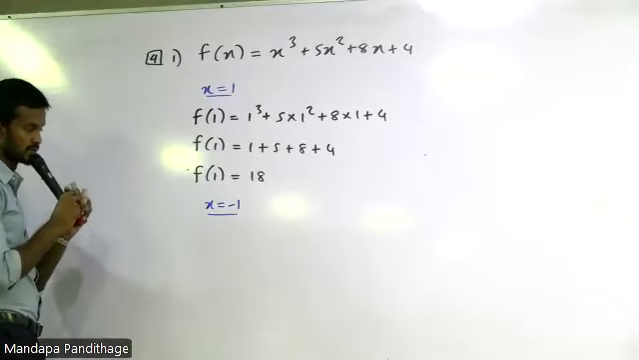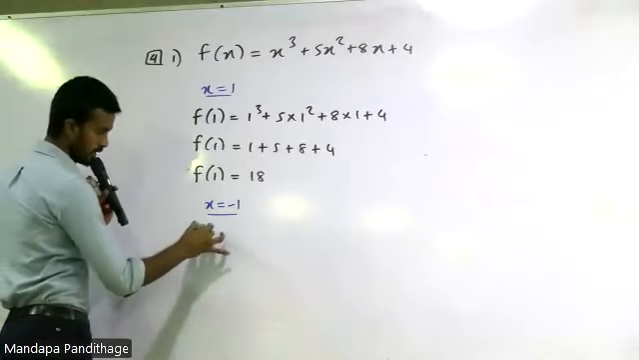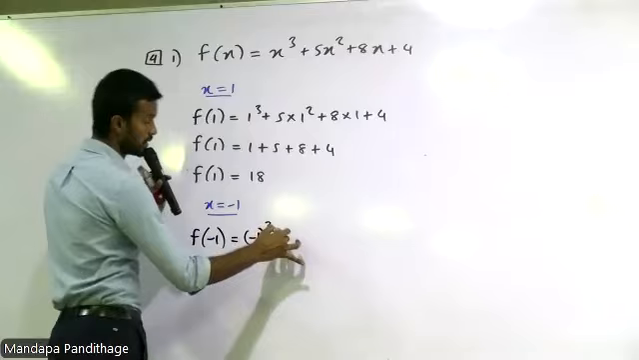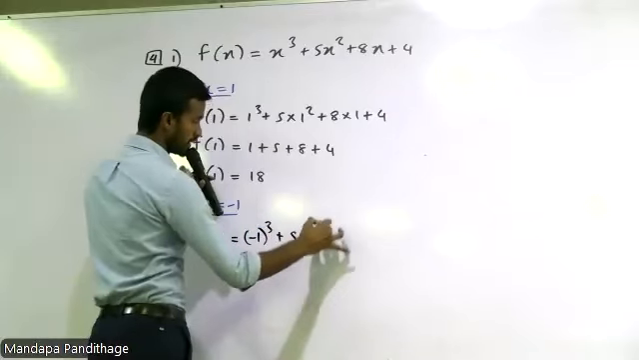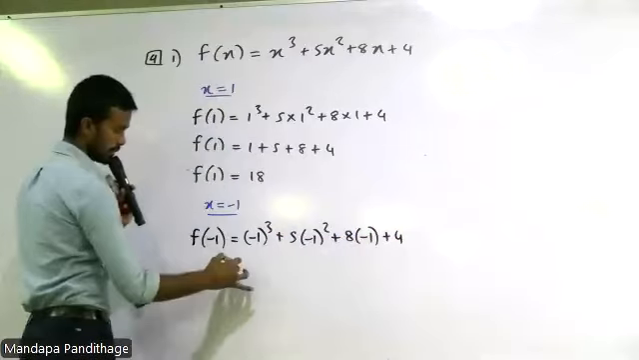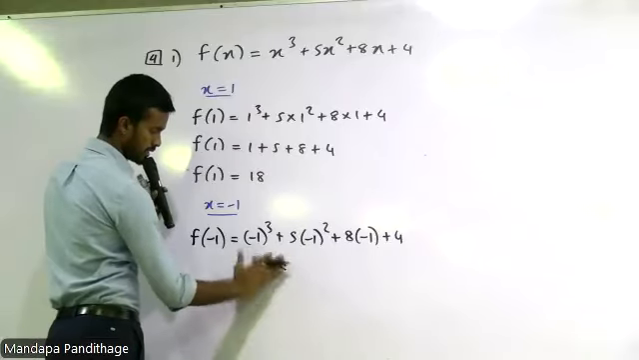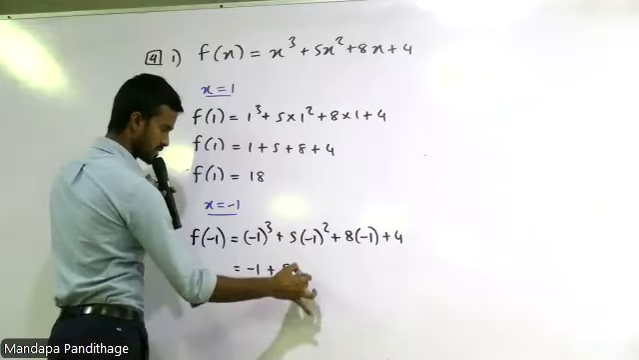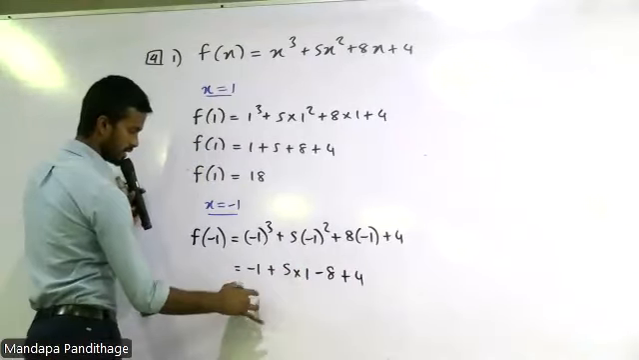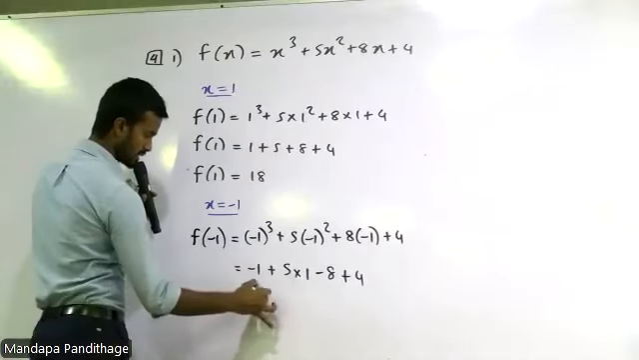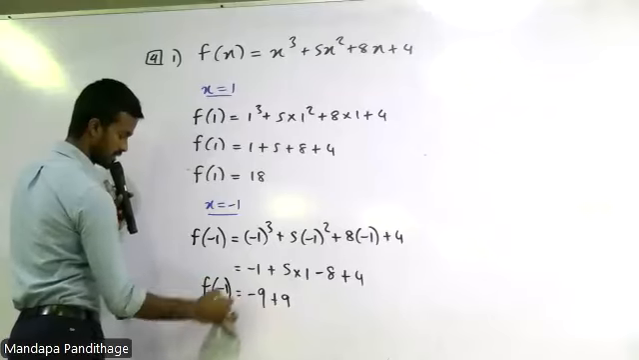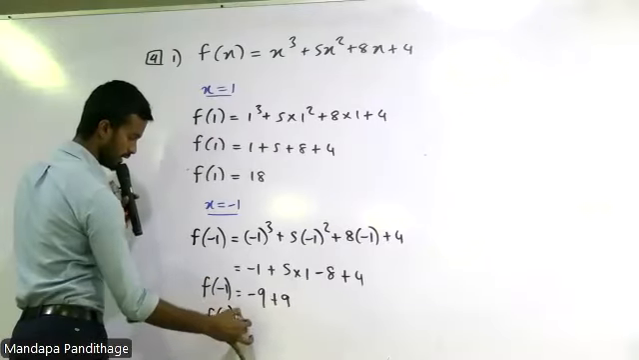So when you write x equals minus 1, f(-1) is equal to minus 1 cubed plus 5 into minus 1 squared plus 8 into minus 1 plus 4. Minus 1 cubed is minus 1. Minus 1 squared is plus 1, so 5, minus 8, plus 4. And I do get minus 1 minus 8 is minus 9, 5 plus 4 is 9. Then I got 0. I get f(-1) is equal to 0.